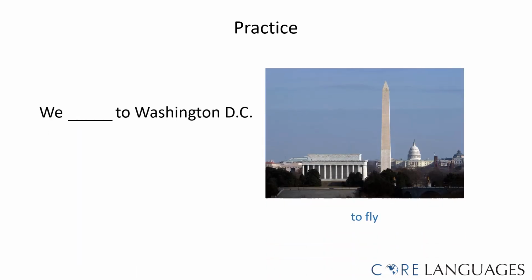How about the sentence? The verb is to fly. We flew to Washington, D.C., or we flied to Washington, D.C. Excellent. The verb to fly is irregular. The correct sentence is, we flew to Washington, D.C.